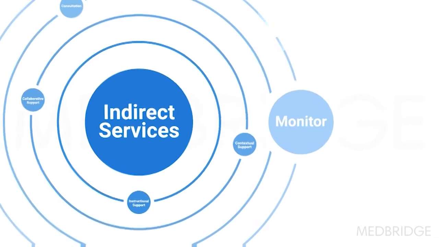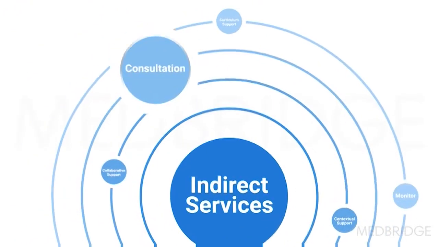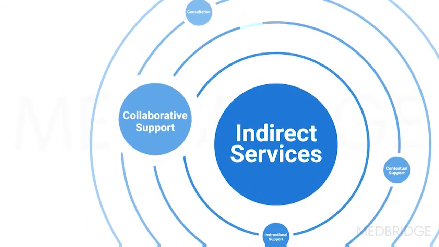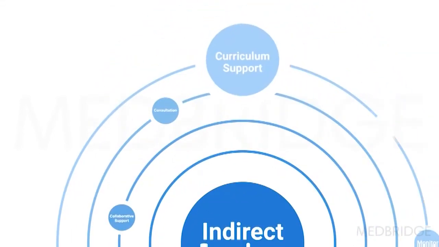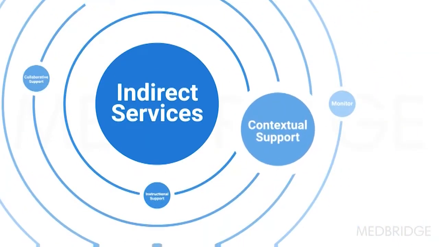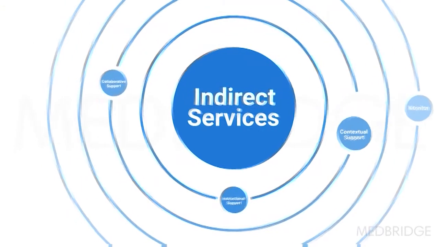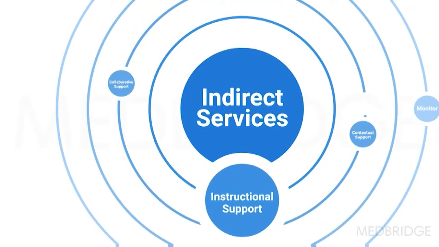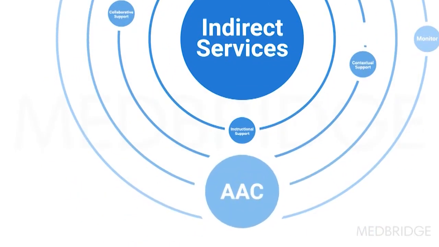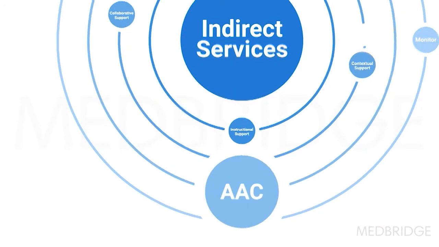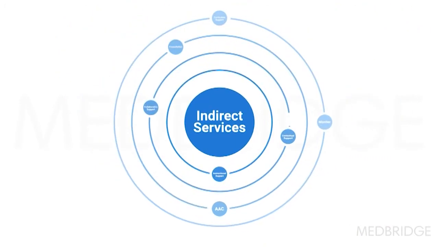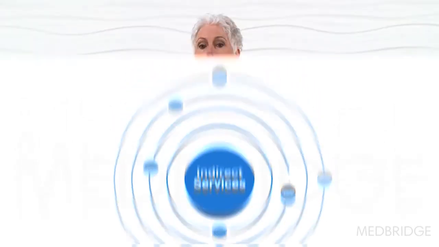As we monitor how the kid is doing, we consult to others, we collaborate with them, we support the curriculum, we support the context within which the kid is learning, we support the instruction he's being given. This may involve AAC and other forms of technology. The indirect services certainly can be combined with direct services as appropriate for each kid, so that the program is both individualized and comprehensive.